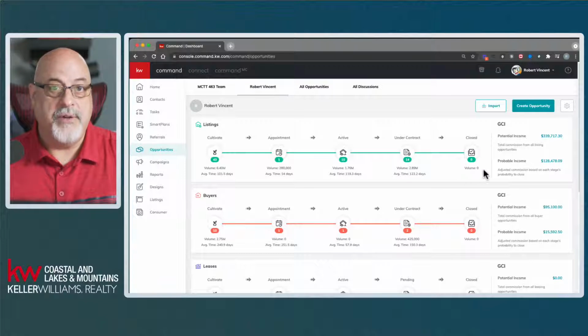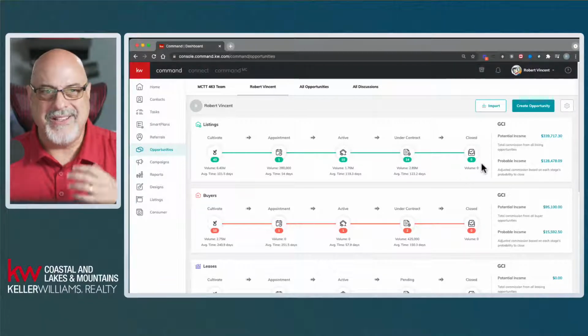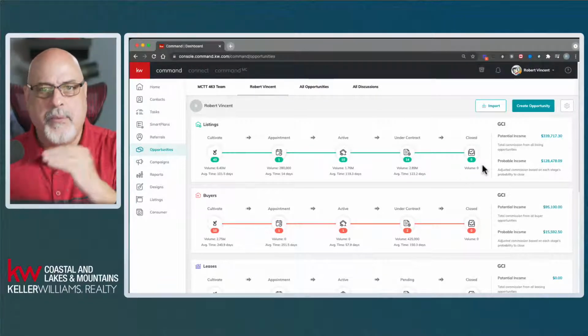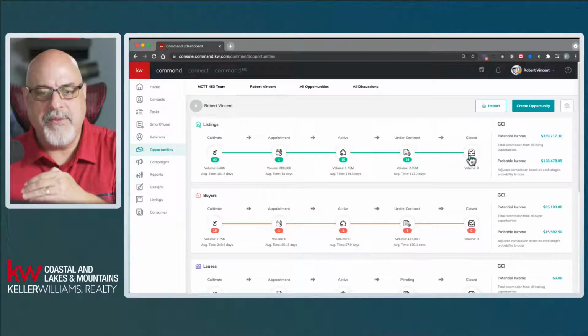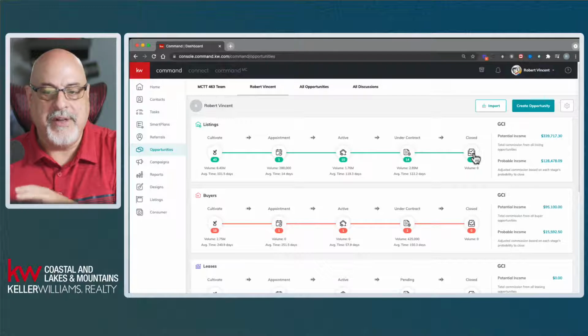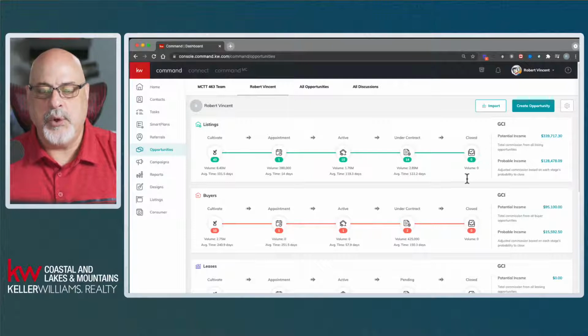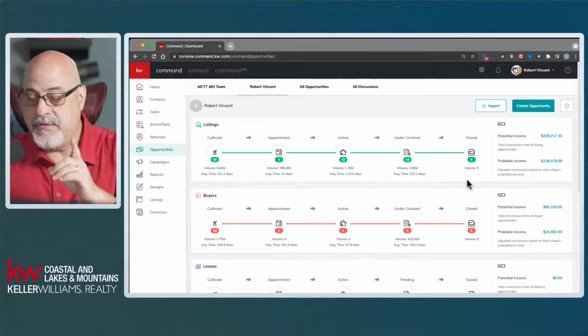So you may have 100 of them, but they won't be displayed here because it's the end of the pipeline, right? If we put everything in here and it just got all piled up, it would be very difficult to navigate. So they remove them from the pipeline after 30 days, and they exist in the contacts, but they're no longer in the pipeline. And there's a reason for that.